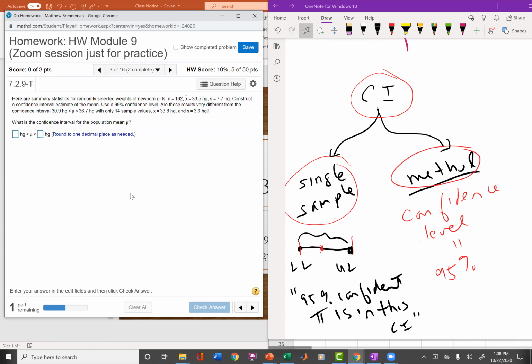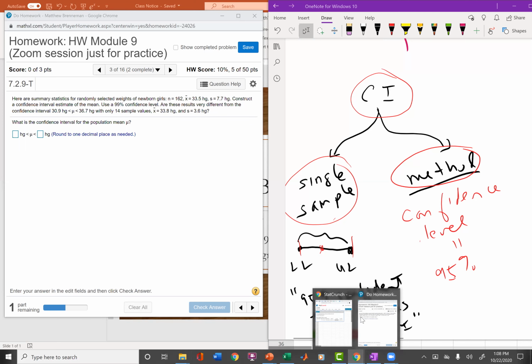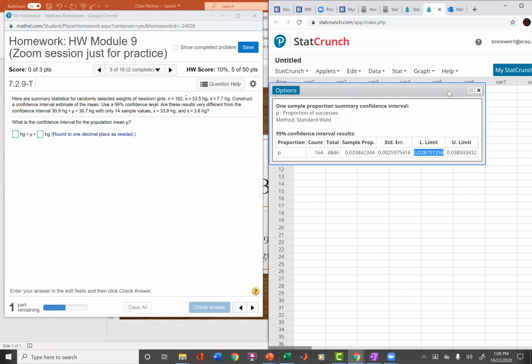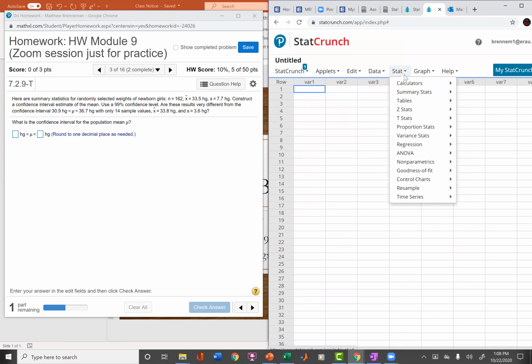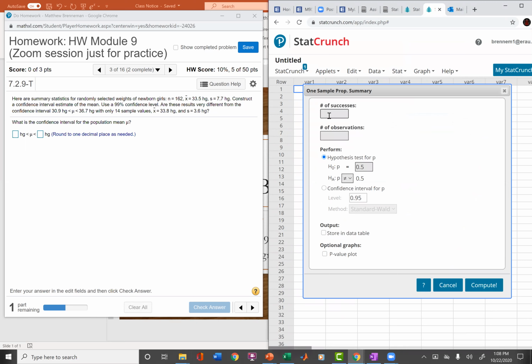Okay, so let's see, what should I do? I'm going to go to StatCrunch, right? I can go to population proportion here, proportion stats, one sample with summary, right? And what am I going to put for the number of successes here? How many successes do I have? See, 162 is the big number. That must be my sample size. Is 14 the number of successes I have here? I see 14 down there. What do you think?